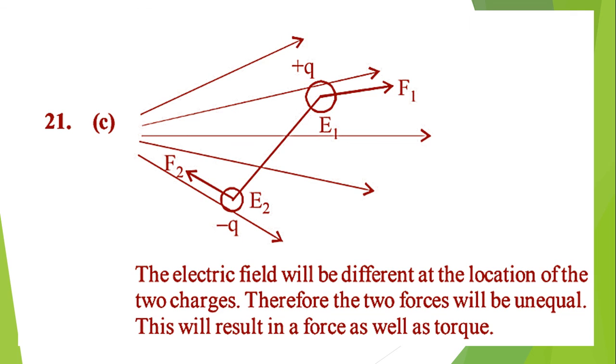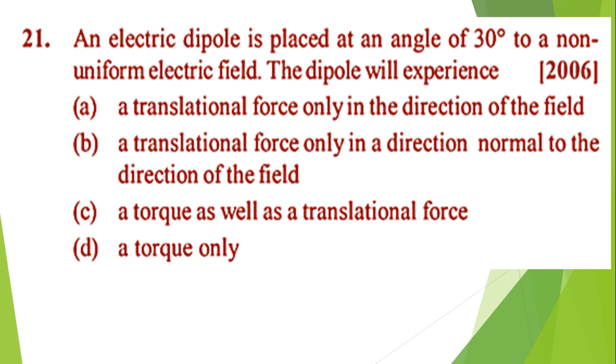That means in a non-uniform electric field the pair of forces are not equal in line of action, they generate a torque, and due to this torque the dipole rotates in the non-uniform electric field. So the right answer is C, the torque as well as translation force. Is that clear? So A, B, D is not possible.